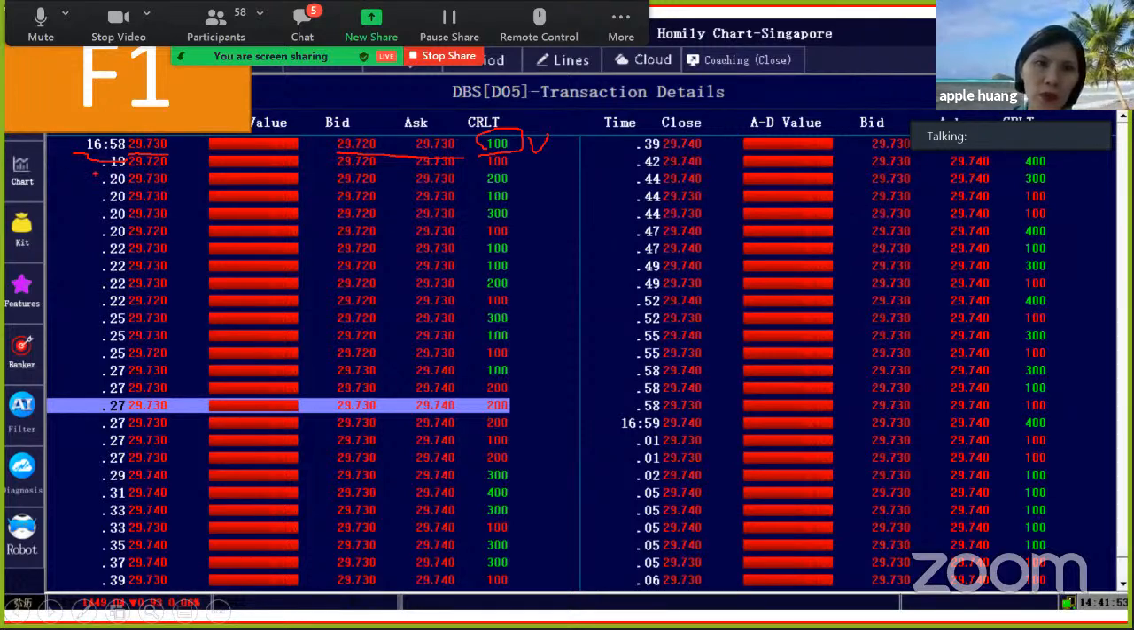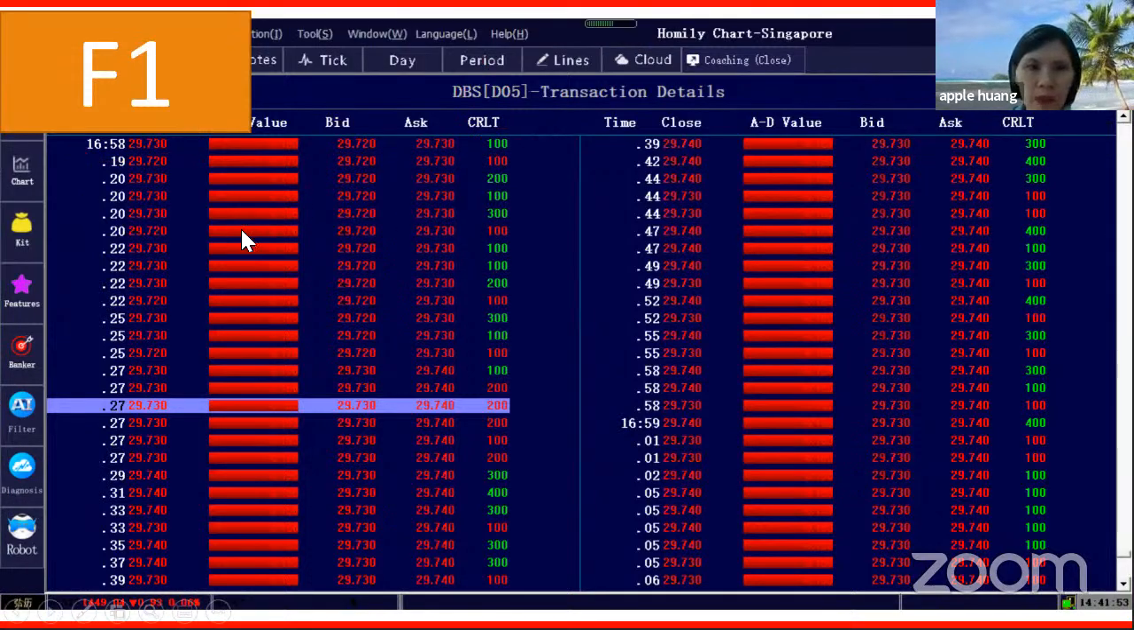So you will have a breakdown, and you can see very detailed trading information based on the time. This is good for intraday trading. You can go into every second and see what the trading information is.